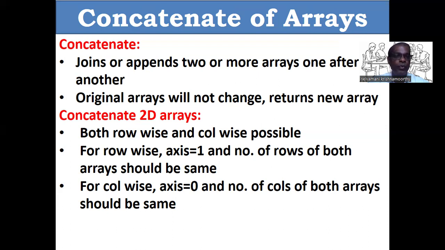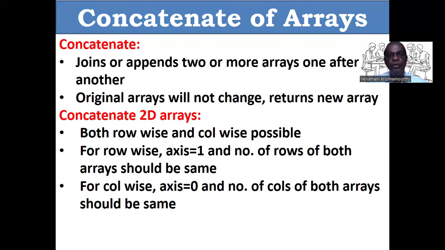Good. If you want to concatenate two-dimensional arrays row-wise, axis should be 1. This axis 1 we already studied. Axis equal to 1 means it refers to row-wise. For row-wise concatenation of 2D arrays, axis should be 1 and the number of rows of both arrays should be the same. Am I right? Rows should be same. Columns may be different, no problem.